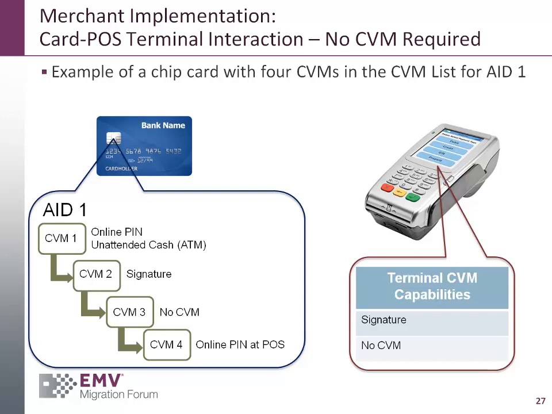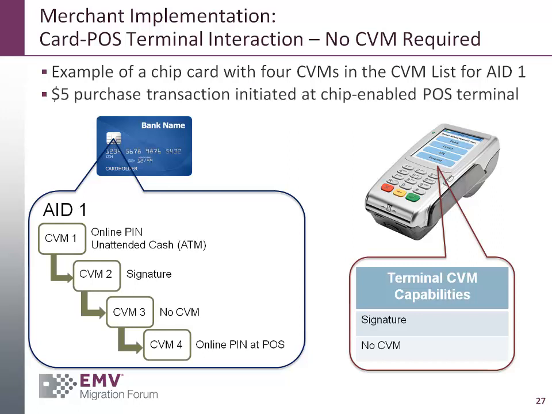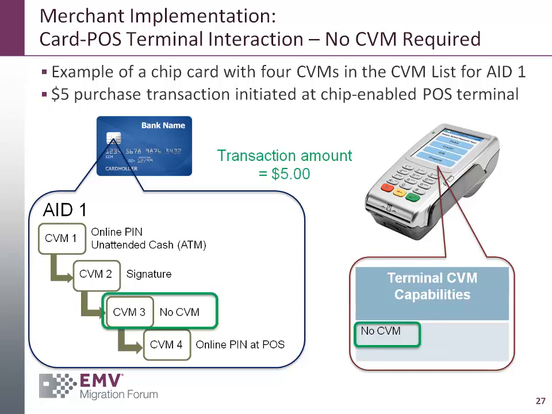Let's use the same card again. You stop to buy a cup of coffee on your way to work. For certain low-value transactions, the POS terminal may default to No CVM if No CVM is supported by the terminal. For attended point-of-sale terminals, the decision to default to No CVM for low-value transactions is the choice of either the merchant or the merchant acquirer.